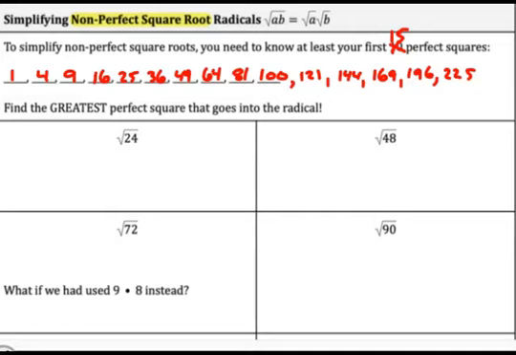So what we're going to start to try to do is reduce these non-perfect squares by finding something that is perfect that goes into it.